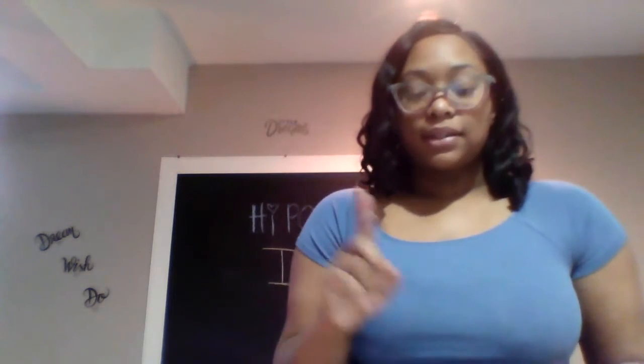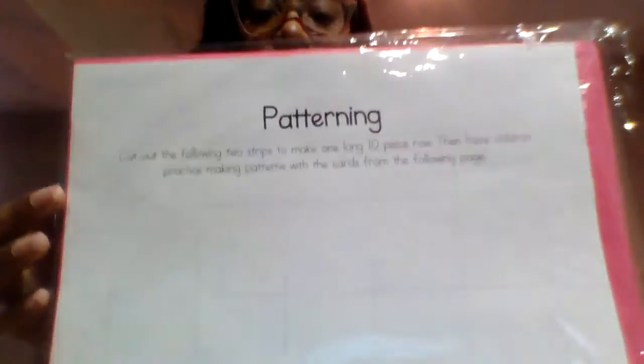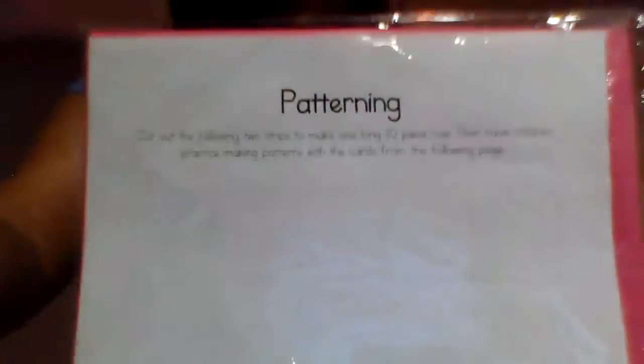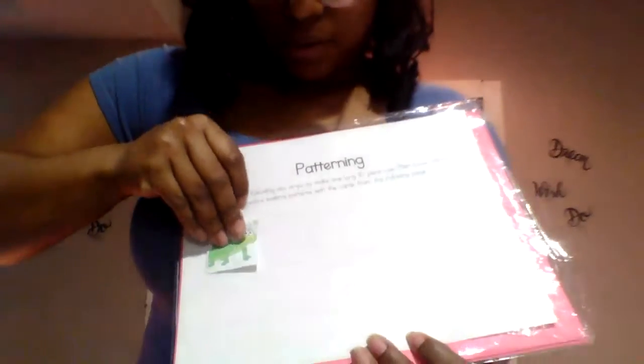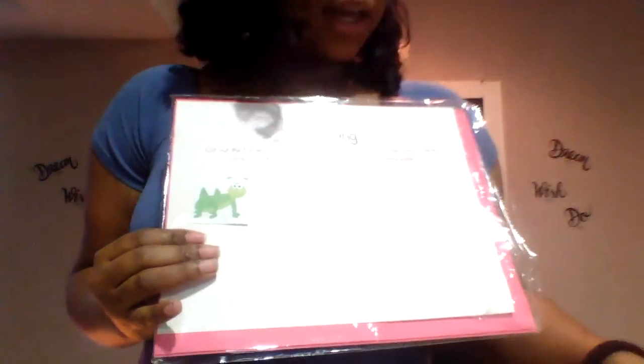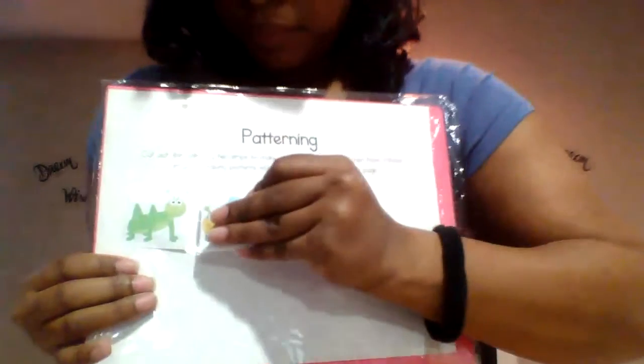So today we're going to do some patterning. And patterns just mean that we have two different things that repeat themselves, that you'll see go over and over. So I'll start with a grasshopper and a bumblebee.